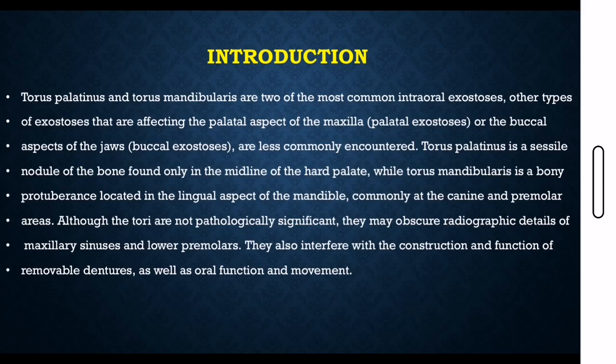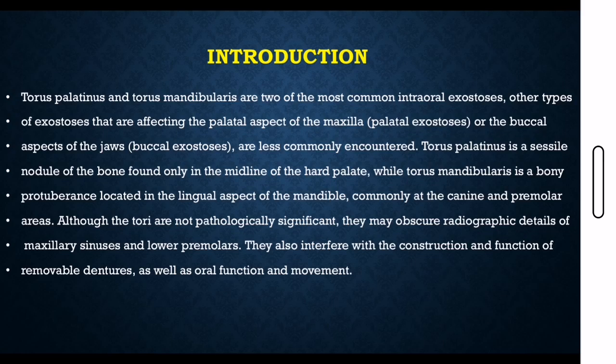Introduction. Torus palatinus and torus mandibularis are two of the most common intraoral exostoses. Other types of exostoses, affecting the palatal aspect of the maxilla (palatal exostosis) or the buccal aspect of the jaws (buccal exostosis), are less commonly encountered.